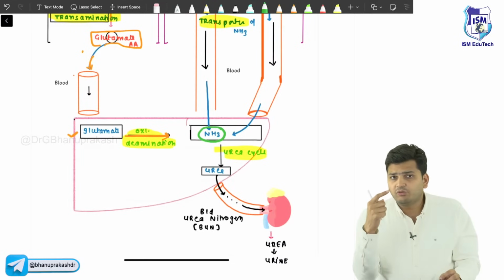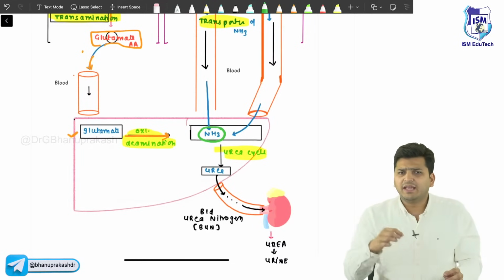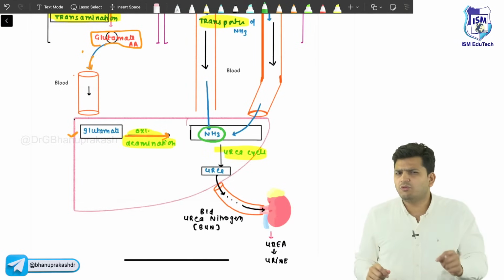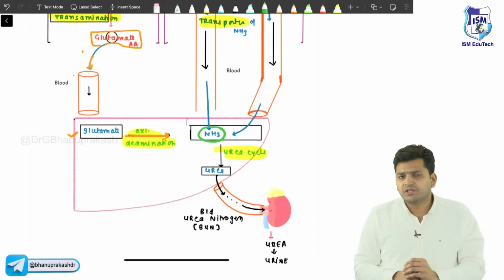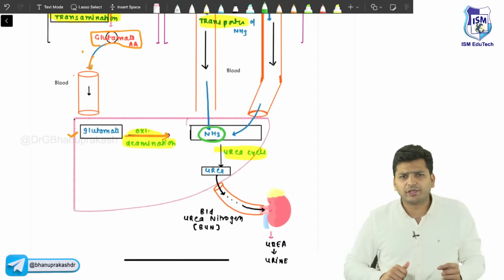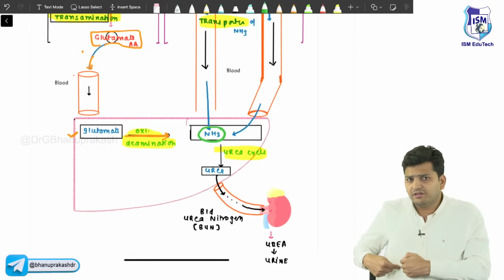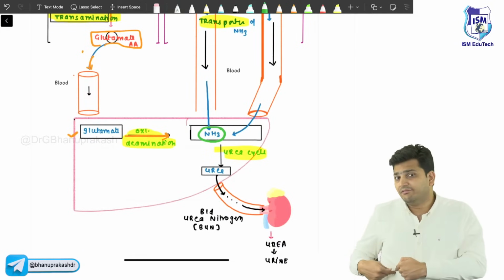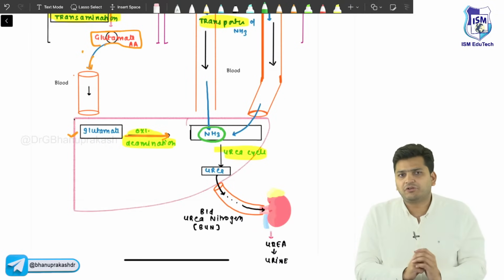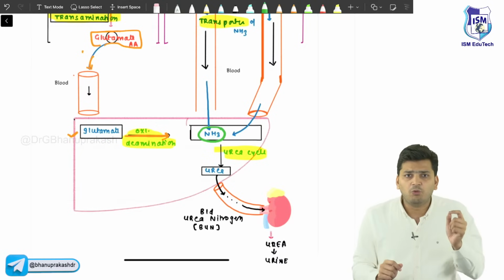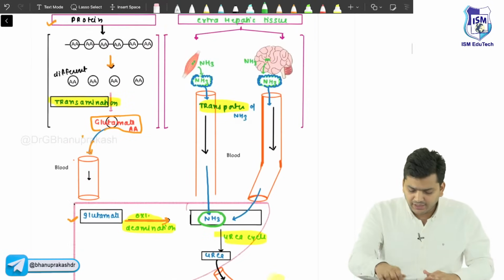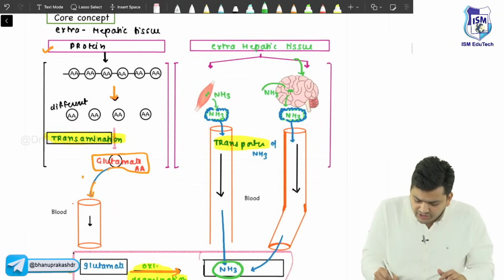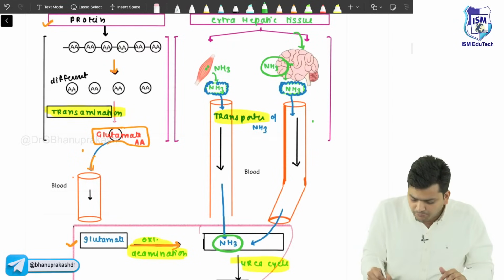Now, here is an important question. Sometimes in the extrahepatic tissue, a small amount of free ammonia is directly present, and we also need to send that ammonia to the liver. For example, in my brain, there is a small amount of ammonia, and we know the conversion can occur only in the liver. So we need to send that ammonia to the liver. The question is, what is the name of the transporter by which we send the ammonia from the brain to the liver? It is glutamine. From the brain, we send the ammonia to the liver with the help of glutamine. It's a very important MCQ, the name of the transporters.